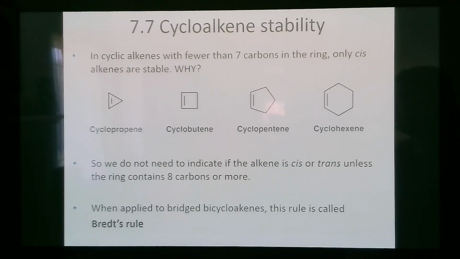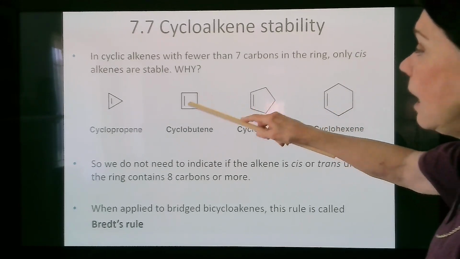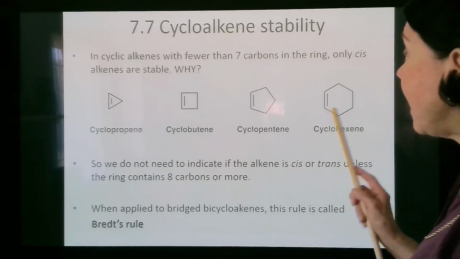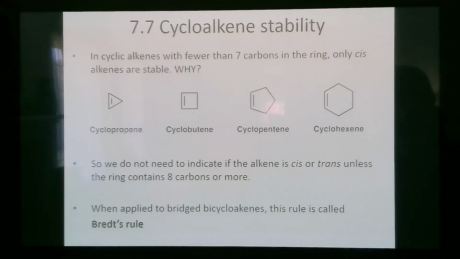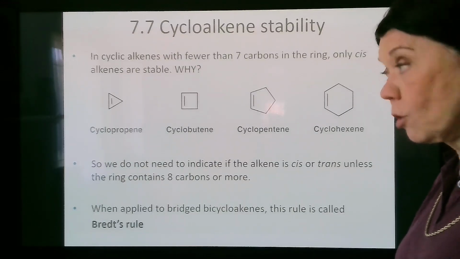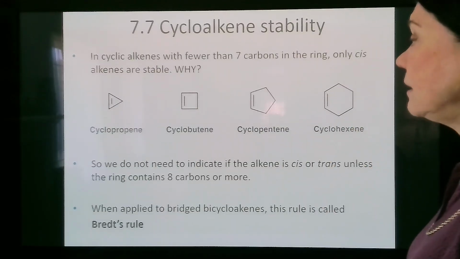Cyclic alkenes with fewer than 7 carbons in the ring: only the cis alkenes are stable. Why? Because the ring is just too small to be able to accommodate a trans double bond. Try making these with your molecular models. Try making them with a trans double bond in there. You'll see that you can't. You start breaking your models if you force it. So it's just too strained. It's impossible. So these are, of course, cis.